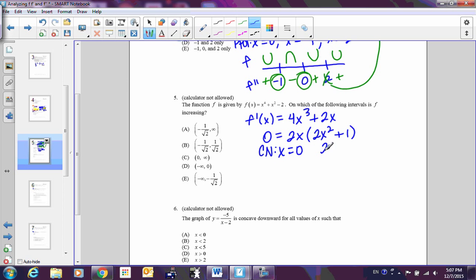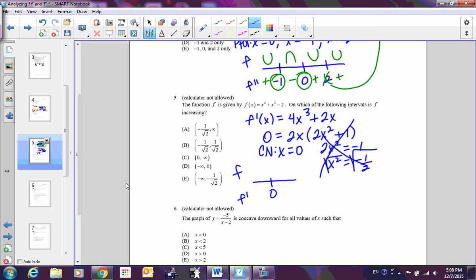But over here, you have 2x squared equals negative 1. Divide by 2, get negative half. And as soon as you put a square root around a negative, stop. That's imaginary. So you only have one critical number.